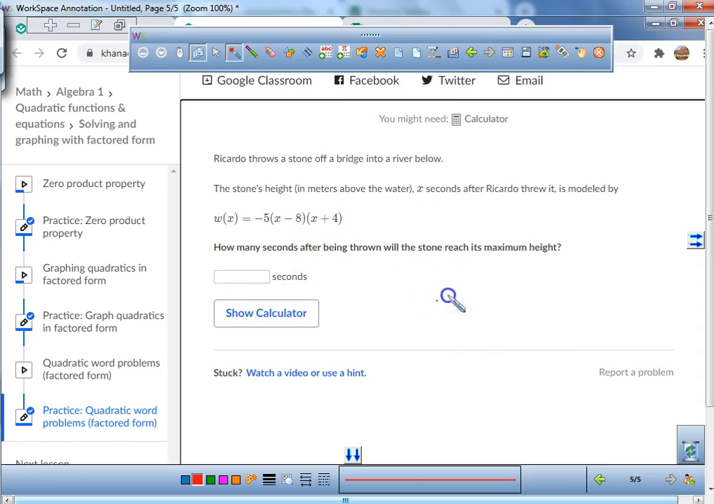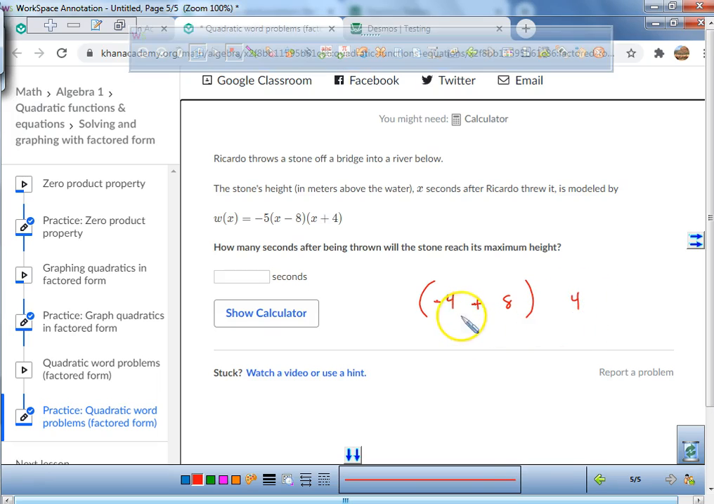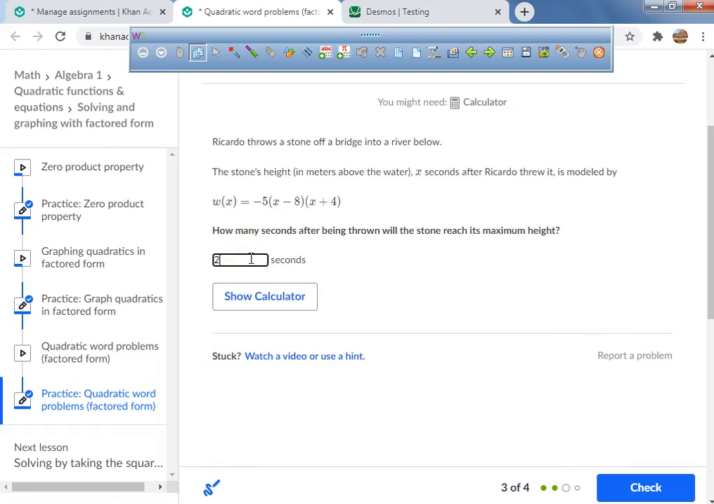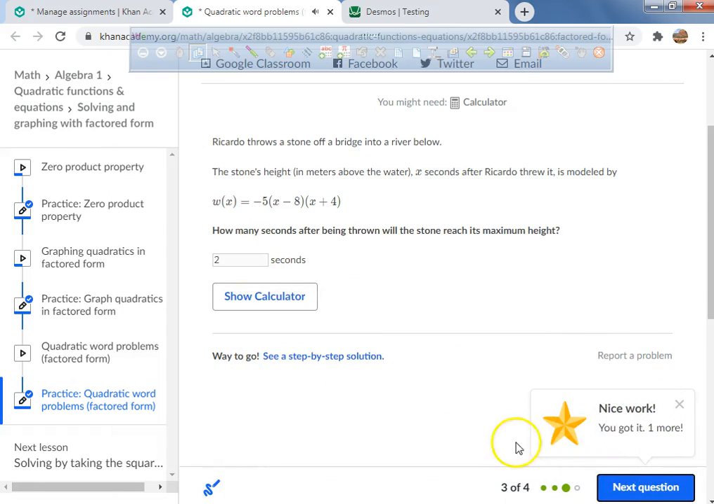So one of my zeros is -4, and one of my zeros is 8. And if I add them together and divide by 2, I get 4, all right? And I just divide that by 2, and I get 2, and that's my answer. Sorry, I couldn't help it. So you take your zeros, you add them together, and you divide by 2, and that's it. So I'm sorry, I couldn't resist.